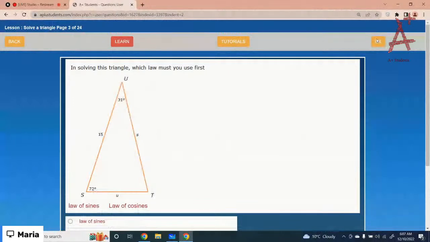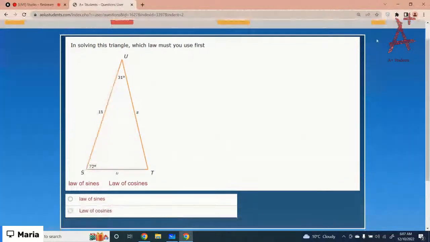Okay. In solving this triangle, which law must you use first? Now you are given two of the angles and one of the sides. Got it? Whenever you are given two of the angles and one of the sides, you must use the law of sine. Because in this case, using the law of sine is easy because you have three of the things known. You just have to find the one unknown.